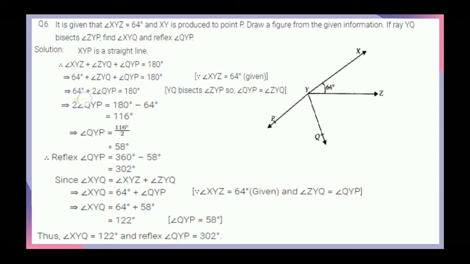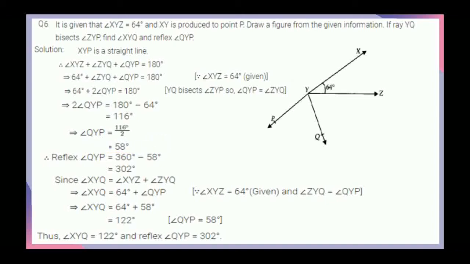Now, 64 degrees plus twice of angle QYP. Why twice of angle QYP? Because YQ bisects angle ZYP. So, angle QYP is equal to angle ZYQ. Now, 64 plus twice of angle QYP is equal to 180. So, twice of angle QYP is equal to 180 minus 64 degrees, which is equal to 116 degrees. So, on solving, angle QYP is equal to 116 degrees upon 2, which is equal to 58 degrees.